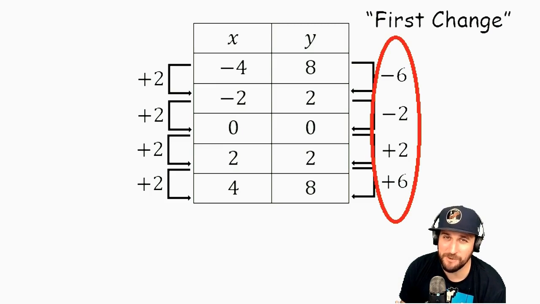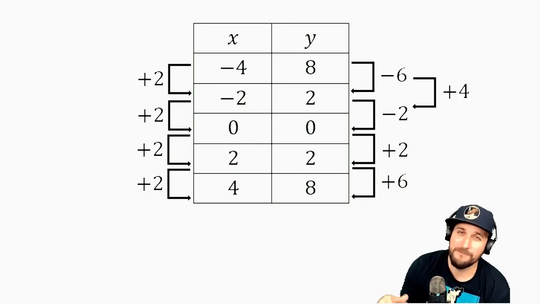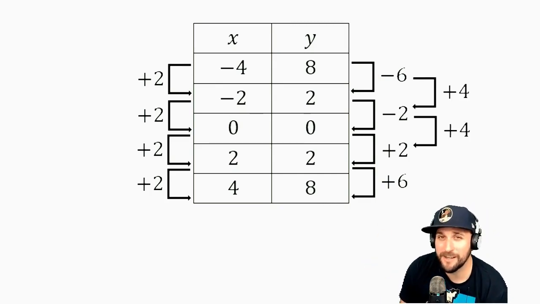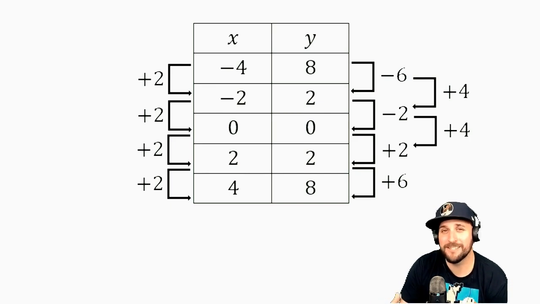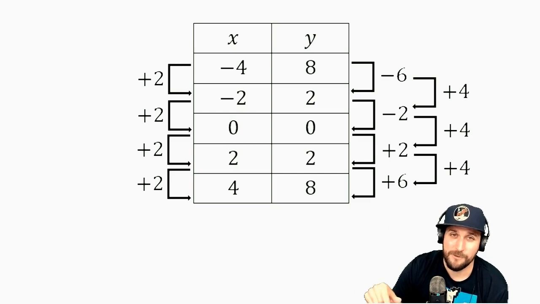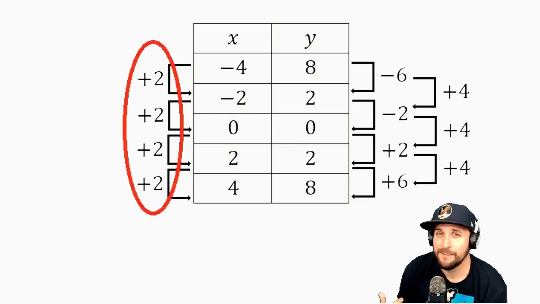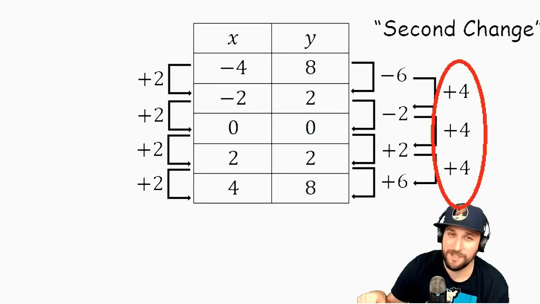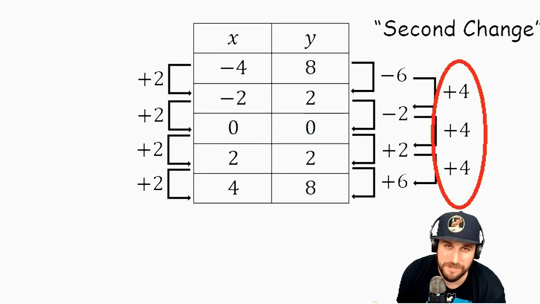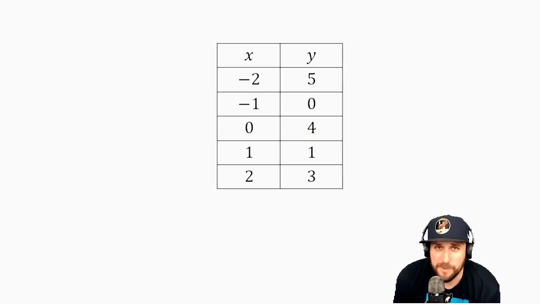But for quadratics, we want to look at the second change in y. So we go from negative 6 to negative 2. That's up 4. From negative 2 to positive 2, up another 4. And then from positive 2 to positive 6, up another 4. So if we look at our change in x, it was constant, plus 2 every time. And if we look at our change in y, the second change was constant, plus 4 every time. So this is a quadratic function. Here's an example of one that would not be a quadratic function.